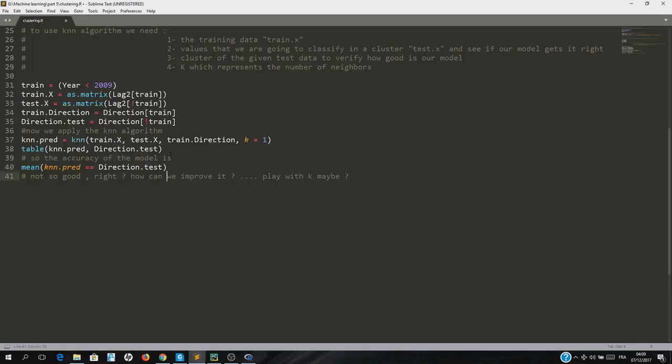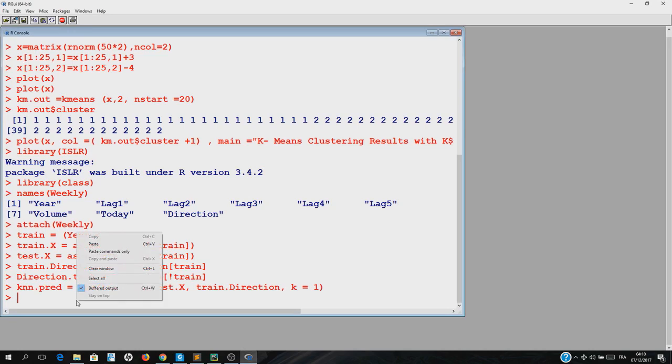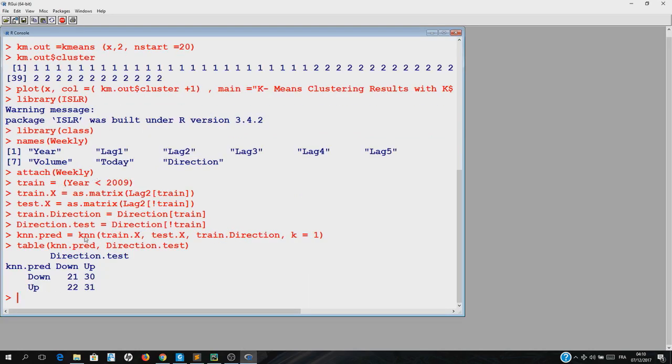Now we need to see the accuracy of our model, like we did previously. The easiest thing is just to print a table and see where our model was right and where it was wrong. So this is the table. You can see that 21 times our model predicted down, and the real direction was down. And 30 times our model said down, but it was up, so our model was wrong.